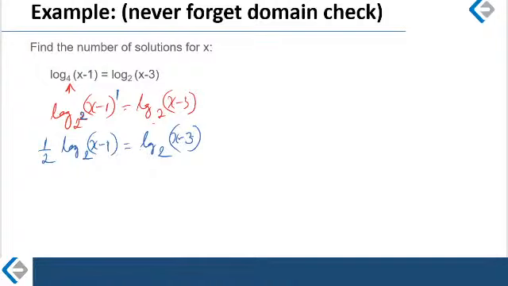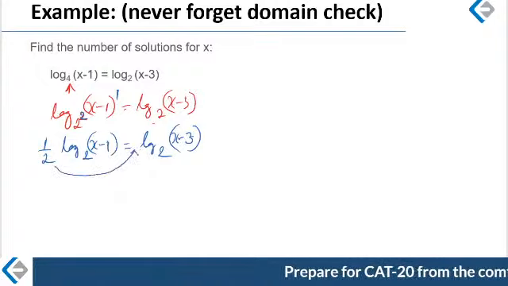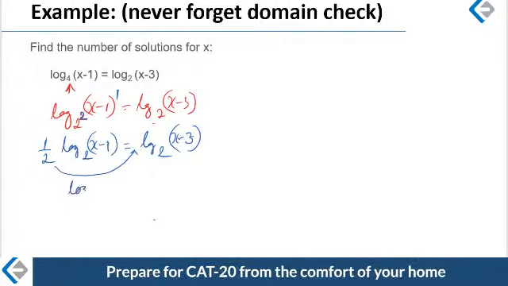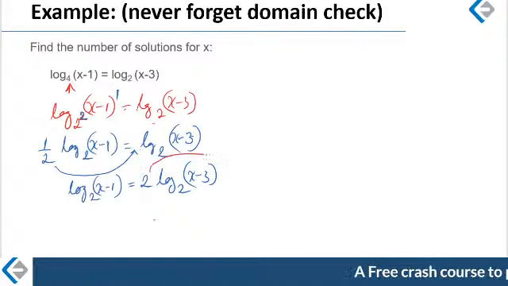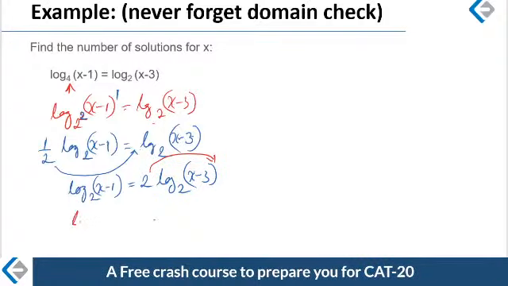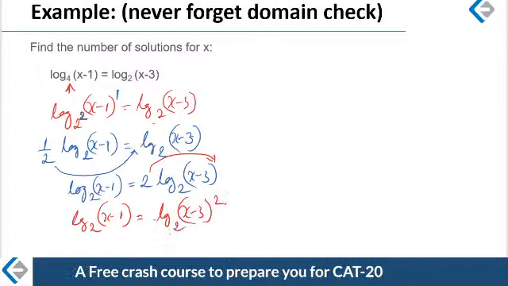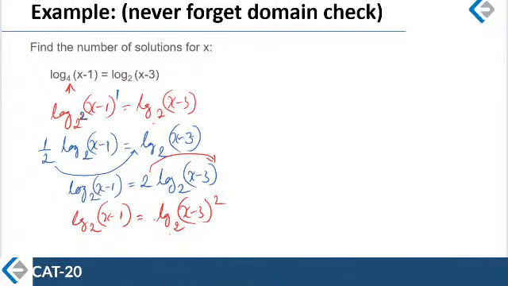Good. So now what do I do? I will transfer this to here first. So therefore it becomes log x minus 1 to the base 2 is also equal to 2 times log x minus 3 to the base 2. Now I will apply the power rule and shift this 2 here in the next step. That is log x minus 1 to the base 2 is also equal to log of x minus 3 whole square to the base 2.